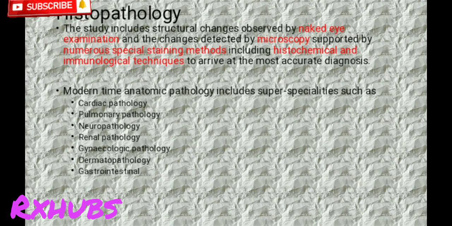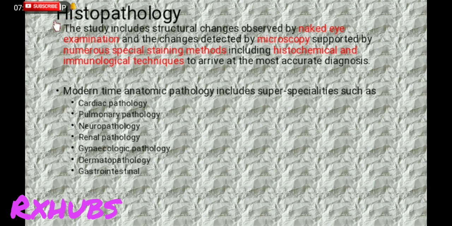Histopathology, the study, includes the structural changes observed by naked eye examination and the changes detected by microscope, supported by numerous specialized staining methods, which include biochemical and immunological changes, to arrive at the most accurate diagnosis.